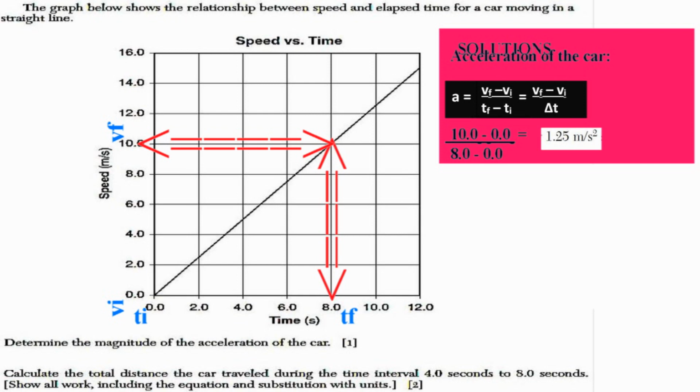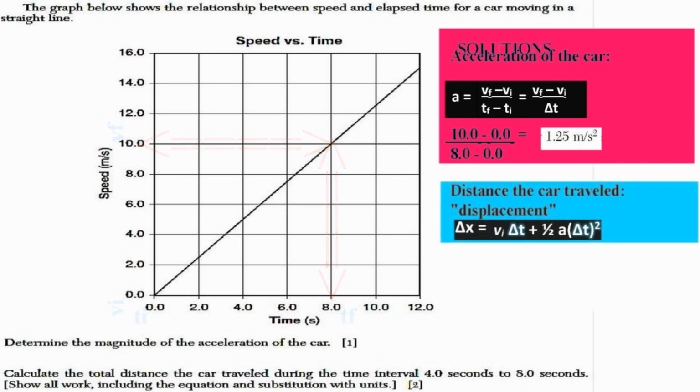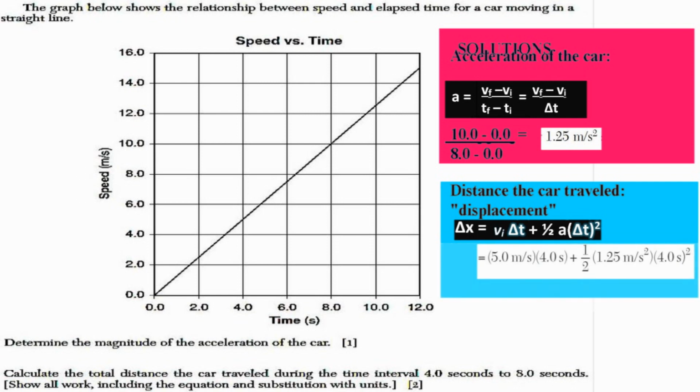To answer the second question, we should use the displacement equation, where displacement delta x is equal to v sub i times delta t plus 1/2 times acceleration times delta t squared. Inserting the information generates the following, 5.0 meters per second times 4.0 seconds plus 1/2 times 1.25 meters per second squared times 4.0 seconds squared. And the displacement, or the total distance, will be 30 meters.